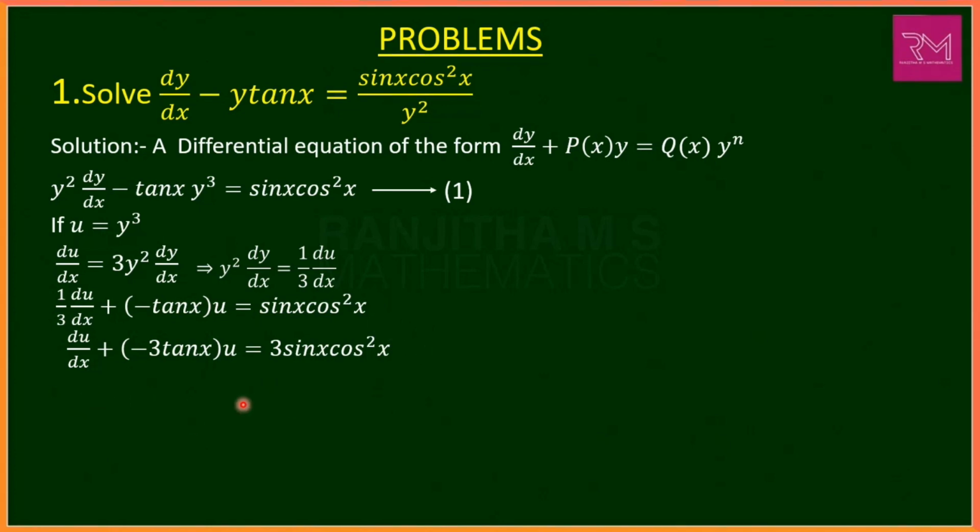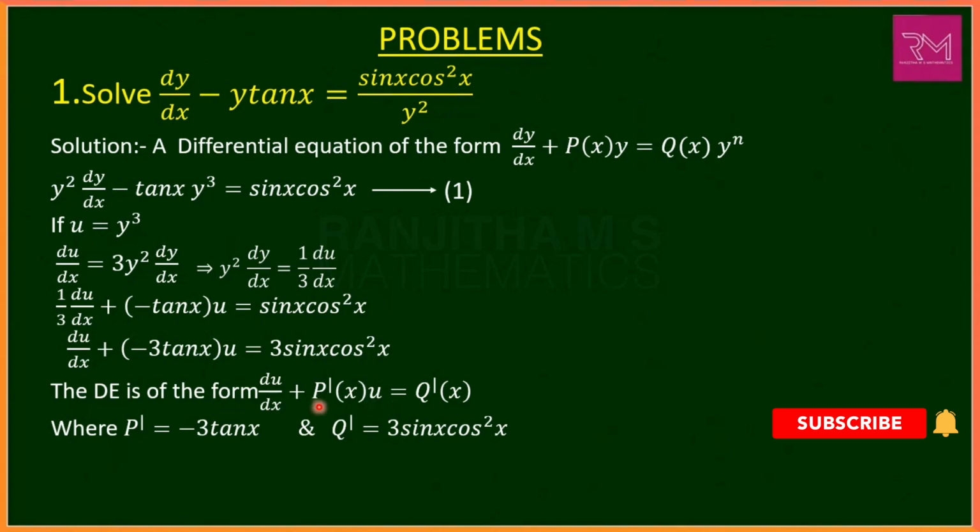Now we can conclude that the given differential equation is of the form du by dx plus p dash of x into u, which is equal to q dash of x, where p dash of x and q dash of x are some values containing x. Therefore, this is a linear differential equation form. So we have to find the p dash and q dash value. Here p dash is minus 3 tan x, q dash is 3 into sin x into cos square x. Once we obtain p dash of x and q dash of x value, we have to find the integrating factor value. That is, integrating factor is exponential power of integral of p dx.